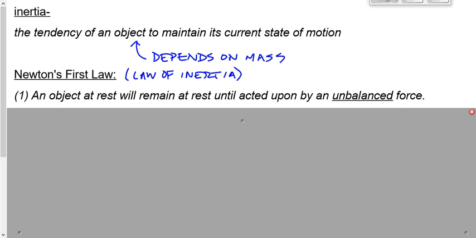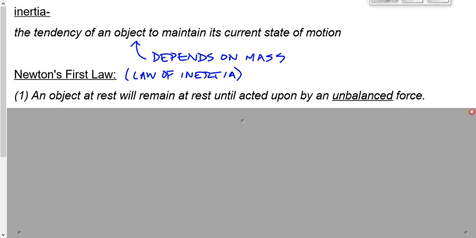Parker, you see that I have unbalanced underlined? I have unbalanced underlined because that is probably the single most common omission from Newton's first law, is to say it will remain at rest until acted upon by a force. That's not quite correct, right? Acted upon by an unbalanced force. If I push on something with 10 newtons and you push on something in the opposite direction with 10 newtons, it's not going to go anywhere, right? The force is balanced. But if I push with 10 and you push with 8 in the opposite direction, it will go somewhere because now it's an unbalanced force. Does that make sense?